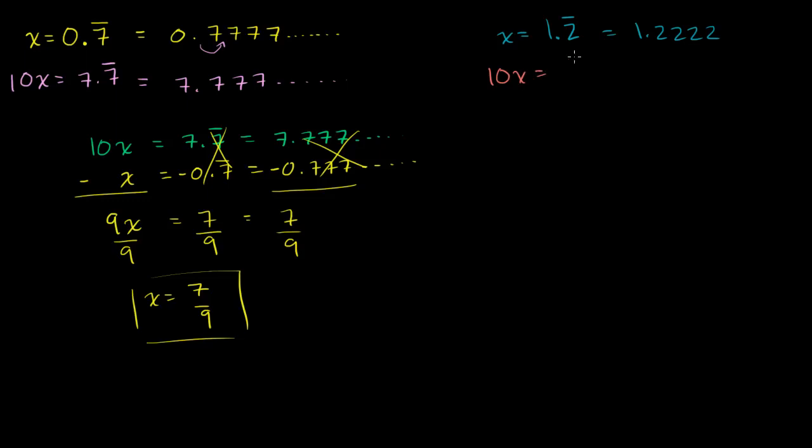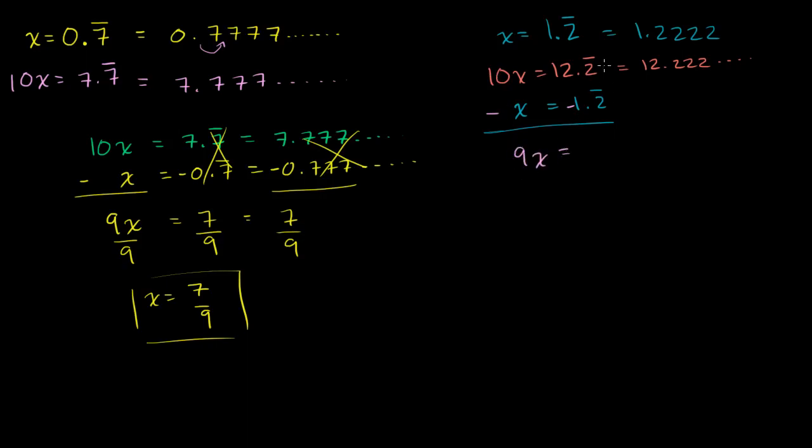So 10x is equal to 12.2 repeating, which is the same thing as 12.222, on and on and on and on. And then we can subtract x from 10x. And you don't have to rewrite it, but I'll rewrite it here just so we don't get confused. So we have x is equal to 1.2 repeating. And so if we subtract x from 10x, what do we get? On the left-hand side, 10x minus x is 9x.